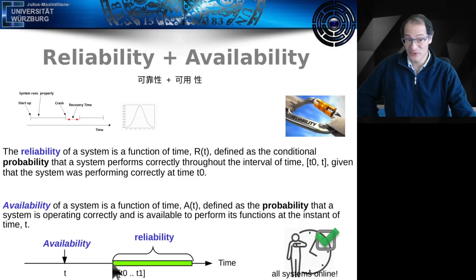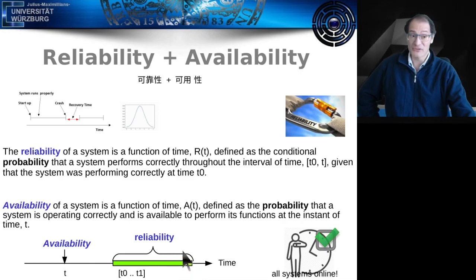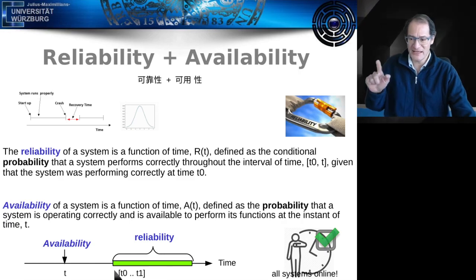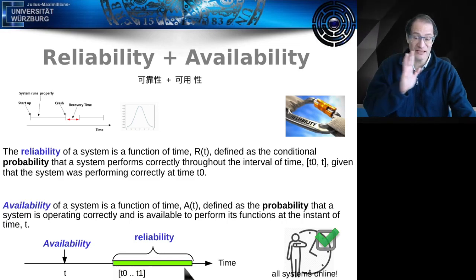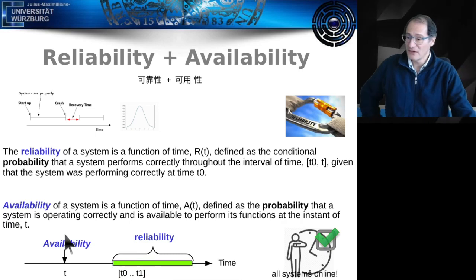You take your device here, and you want to use it until here, not because it fails, but because you need it until this point. And this is the reliability for this time period from t0 to t1. But we say at this point it has to be working. So when you take it, it is working. And then the question is, will it continue working as long as you need it? Okay, if it is working at the time when you need it, this is the availability.